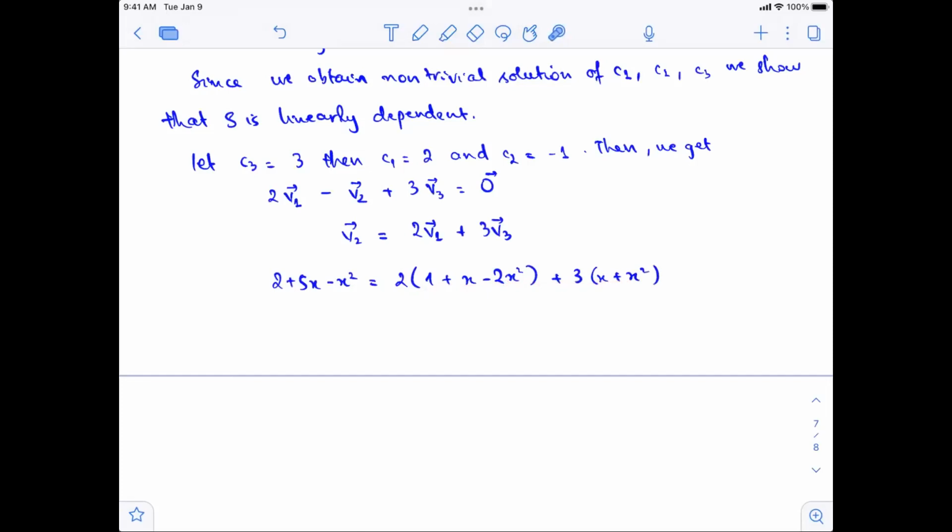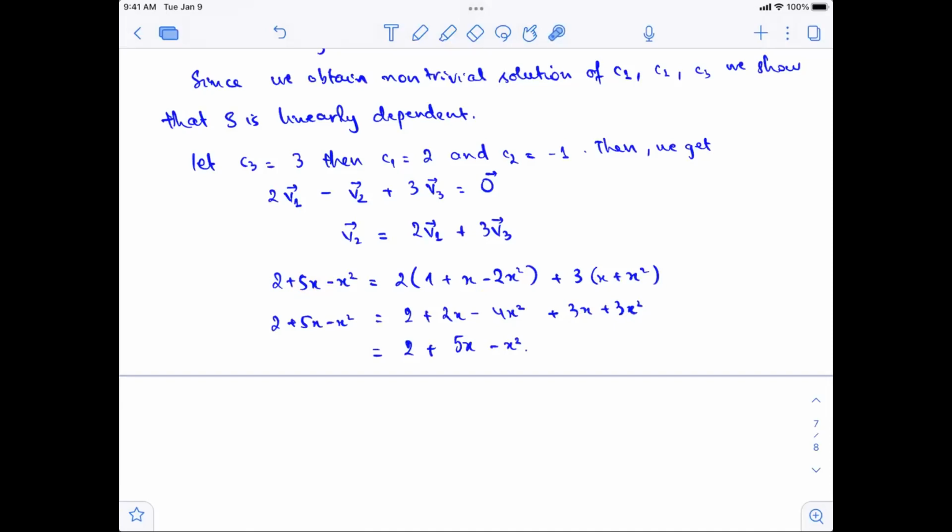Now, if you expand the right-hand side, you get 2 + 2x - 4x squared + 3x + 3x squared. You're going to obtain 2 + 5x, since 2x plus 3x is 5x, and -4x squared plus 3x squared is going to be -x squared. So we rewrite v2 as a linear combination of v1 and v3, and the polynomial function can be written as a linear combination of the other two polynomial functions.